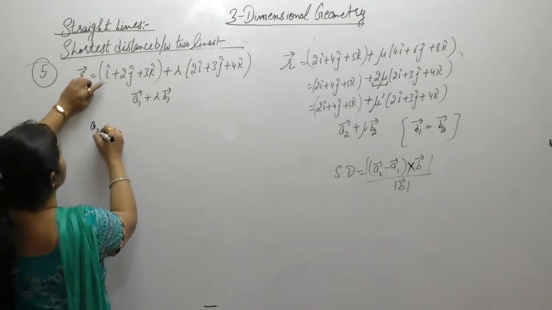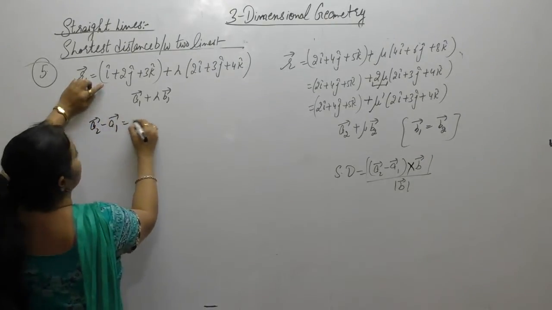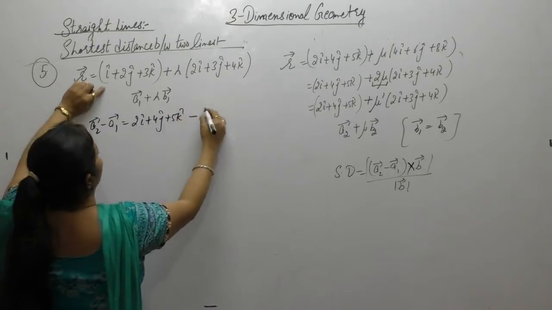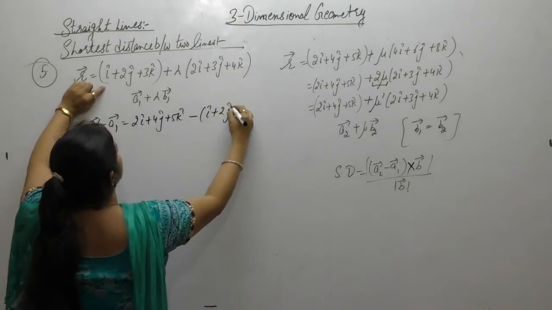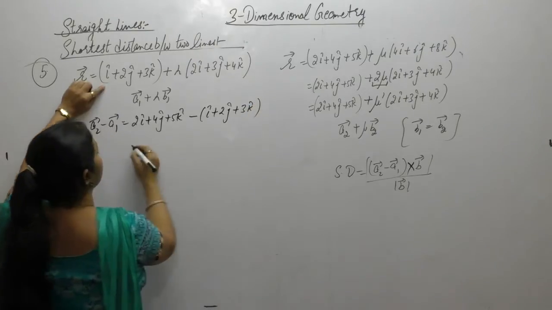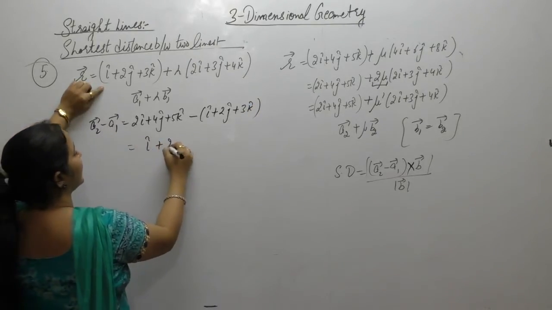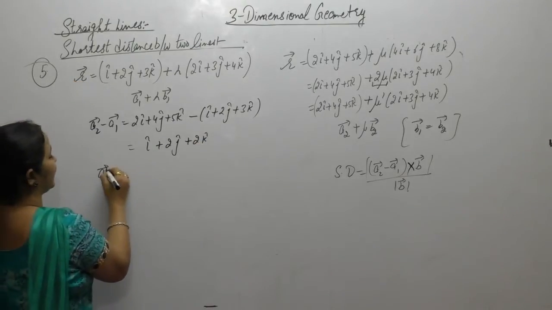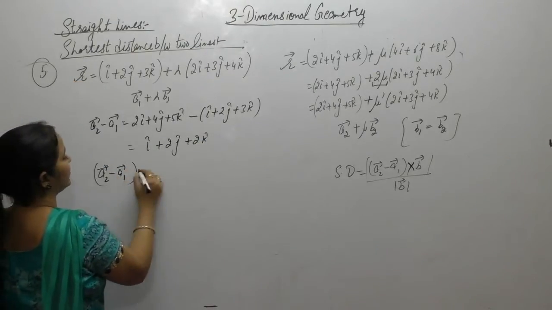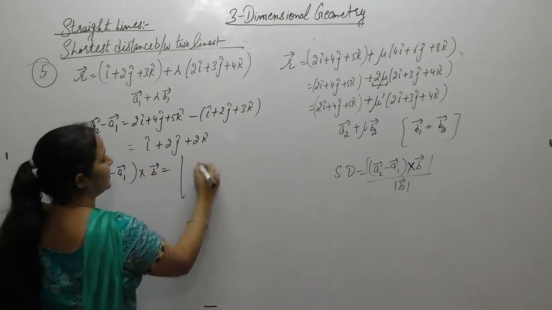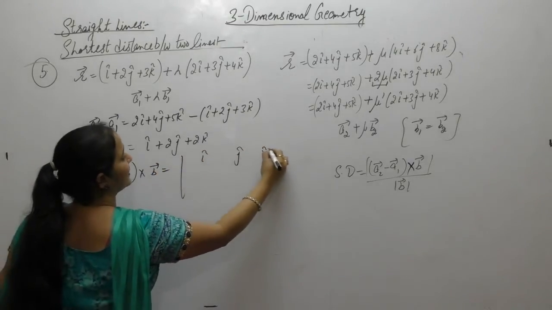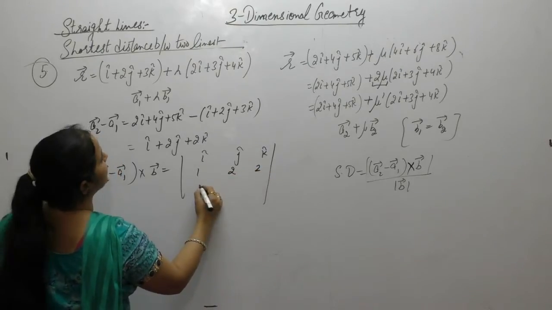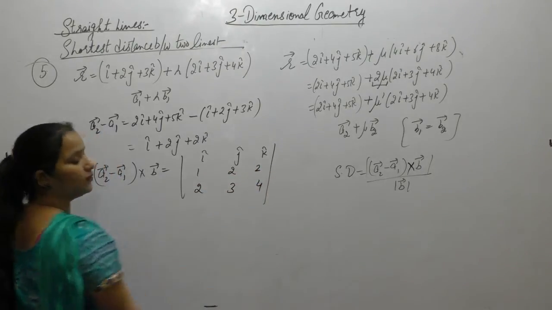Now a2 minus a1 is 2i plus 4j plus 5k minus (i plus 2j plus 3k), which is 2 minus 1, 4 minus 2, 5 minus 3, that is 1, 2, 2. Now a2 vector minus a1 vector cross b vector: i cap j k, 1 2 2, and b vector is 2 3 and 4.